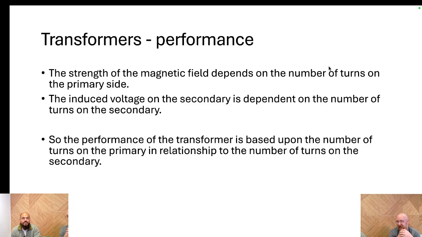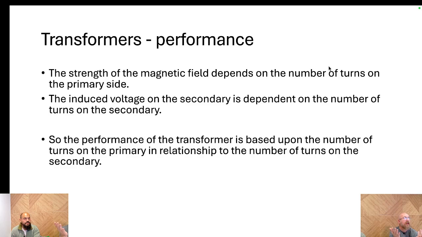The strength of a magnetic field depends on the number of turns on the primary side. And the induced voltage is dependent on the number of turns on the secondary side. So it winds up being a ratio between the two of them, right? Pretty simple. The number of turns on the primary versus the number of turns on the secondary is going to tell you how much it steps up or steps down.